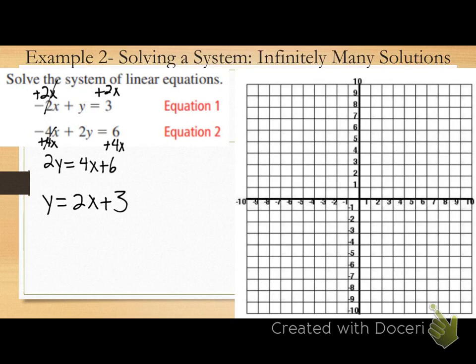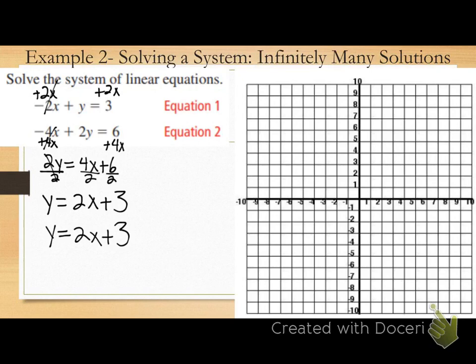What's my last step to get y by itself? Divide both sides by 2. What gets divided on the right by 2? All of it. Everything. 4x divided by 2 is 2x. 6 divided by 2 is 3. What do we notice about these two equations? Well, they're the same.